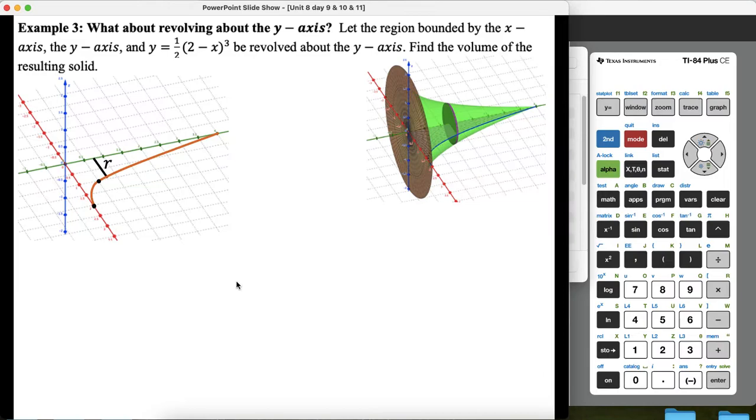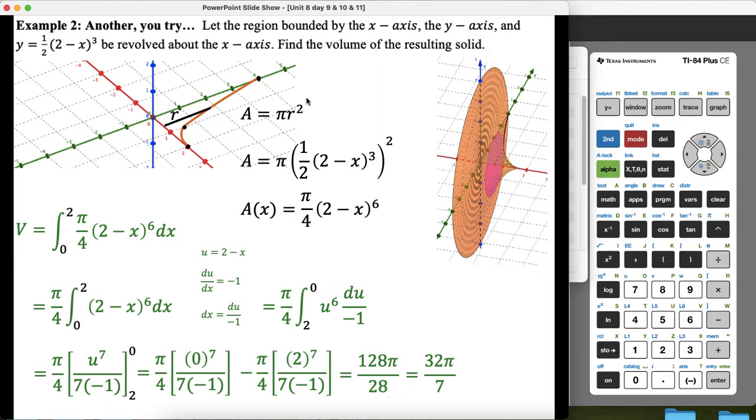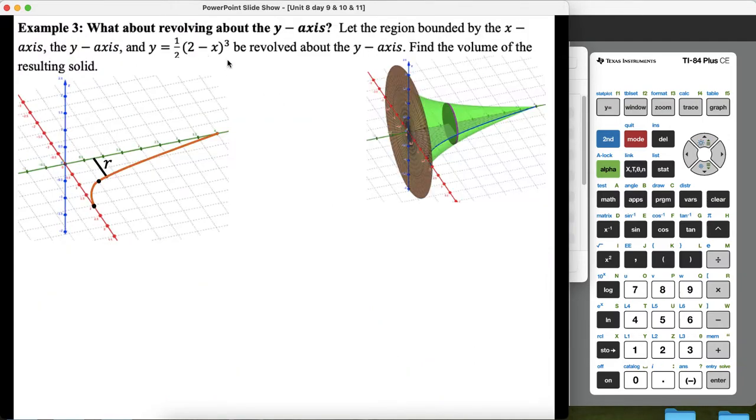Okay, so let's go back here. This function that we were dealing with, rotating it about the x-axis, we're actually going to look at the same function, and now we're going to rotate it about the y-axis. So now our radius, because our radius always goes from the axis of rotation out to the function, is now going in this direction, parallel to the x-axis. This will be an interesting conversation as to what we have to do to get this value to put into our integration.